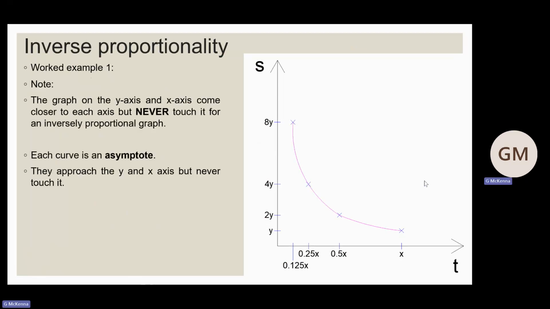Now, just a couple of important notes here. The graph on the y-axis and the x-axis, they do come closer and closer towards each respective axis, but they never touch it for an inversely proportional graph. Each curve is referred to as an asymptote, and they approach both the y and x axes, but they never touch it. So if you're an examiner, you do not want to see this point touching the y-axis. You do not want to see this point touching the x-axis. If they do, it's probably a -2, two mistakes there, and you've just dropped a couple of handy marks. So again, pause the screen and just copy down those respective notes, please.